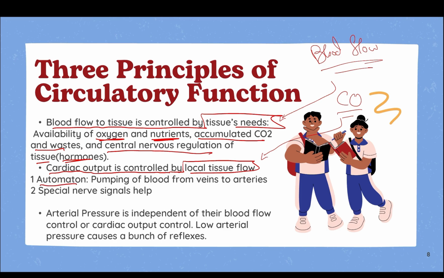We have two things here. We have automaton and then we have special nerve signals to increase the cardiac output. So special nerve signals, basically you contract the muscle or whatever you do, it basically sends a signal that tells you let's increase cardiac output. Okay? Now for the automaton, it's basically the pumping of blood from the veins to the arteries. What happens is that the veins, since they're the reservoir of blood, they contract or constrict the smooth muscles in them, and that just sends the blood and increases venous return, which at the end increases cardiac output.